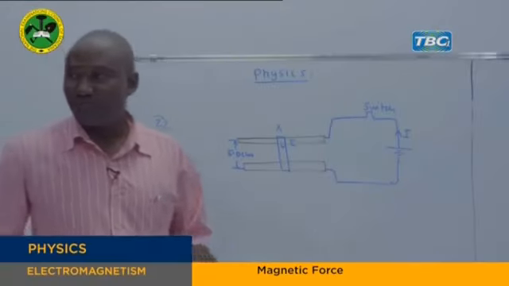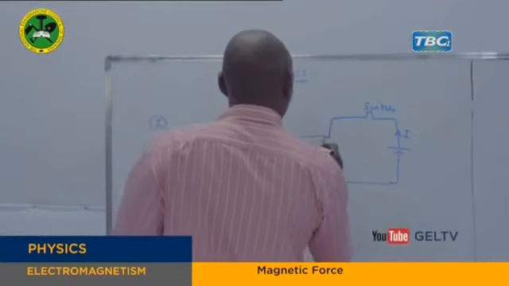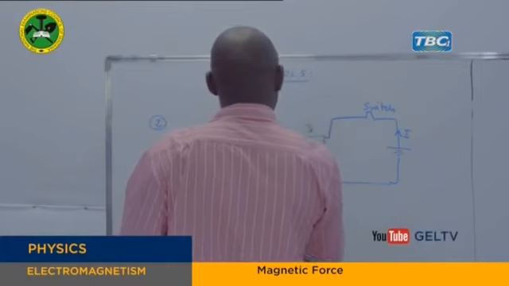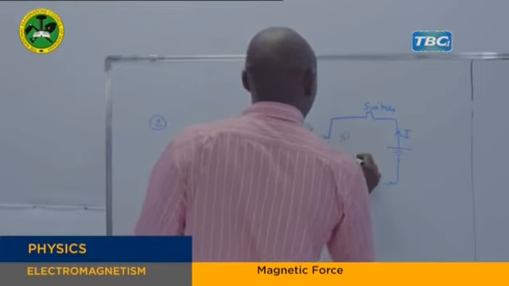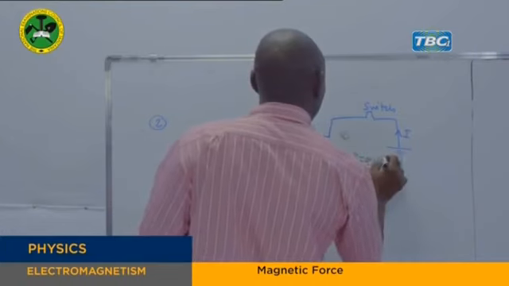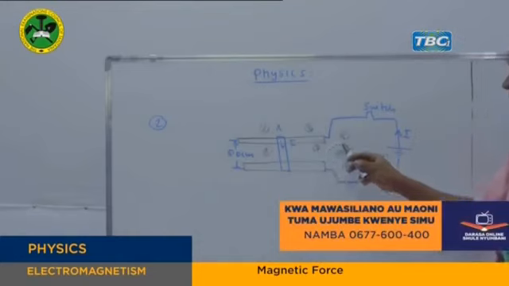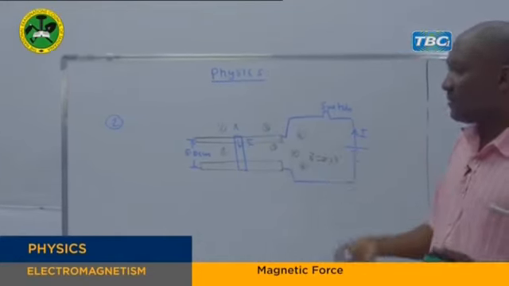Now, on this part, we are told the magnetic field is 0.1 and is acting perpendicular to the plane. Remember, we normally draw this. We know how to represent this one. We said B, when you see X, that's the magnetic flux density pointing into the plane.